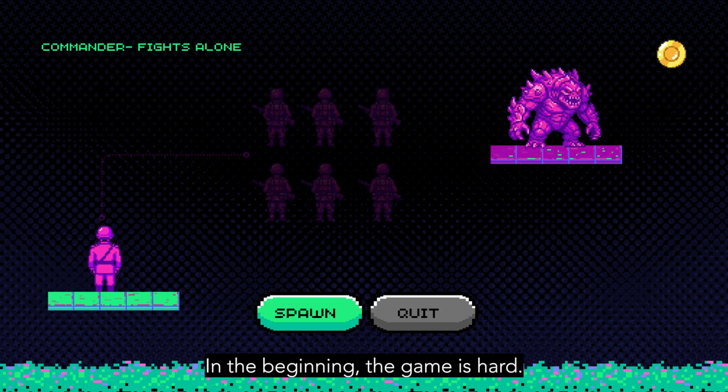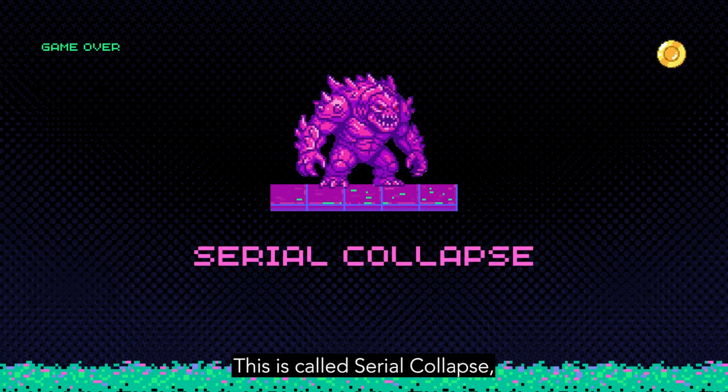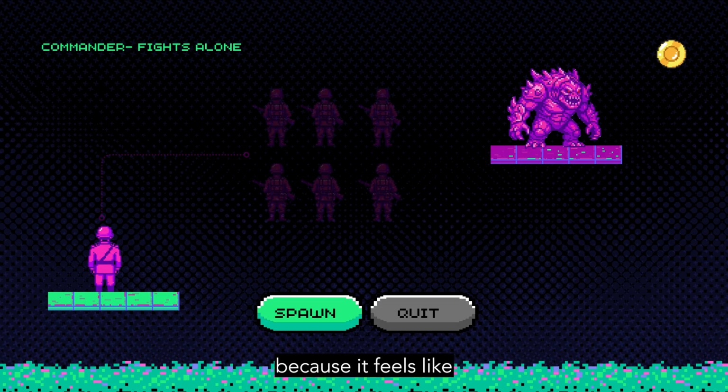In the beginning, the game is hard. The commander gets scared because he doesn't know if the clones will actually work. So he stops pressing the button and tries to fight the big boss all alone. This is called serial collapse, where the AI reverts to doing everything by itself because it feels like delegating is too risky. So how did the developers fix this?